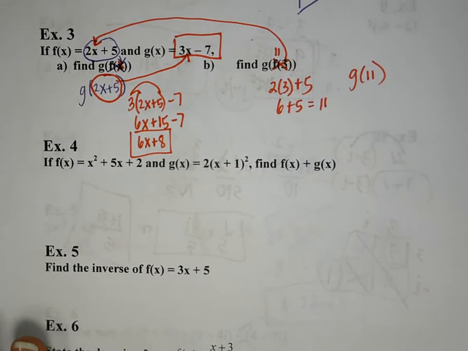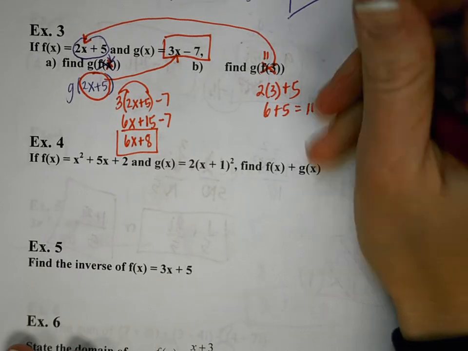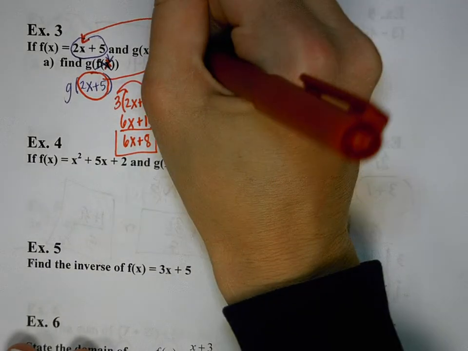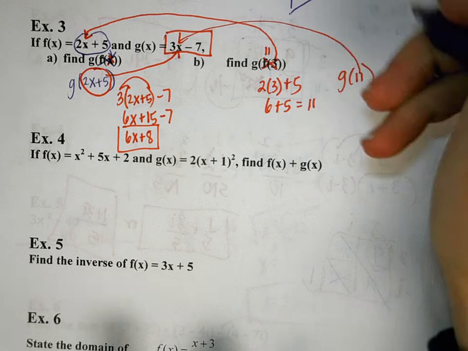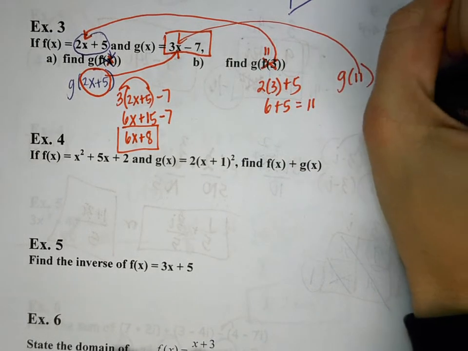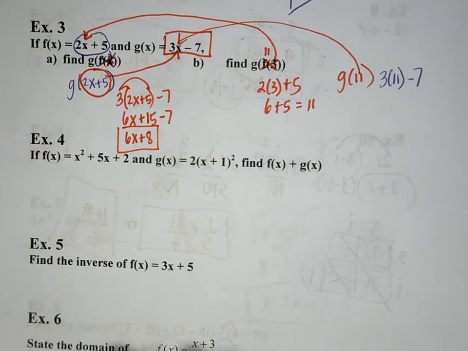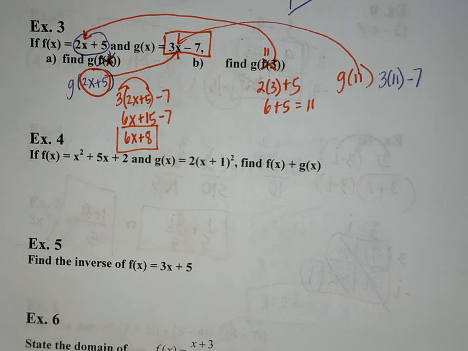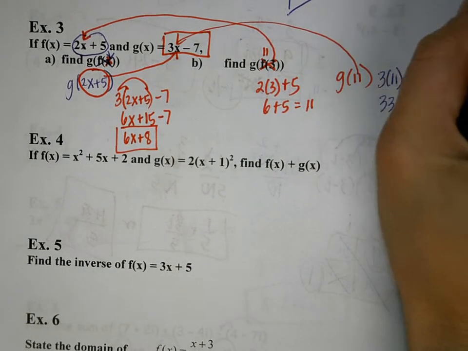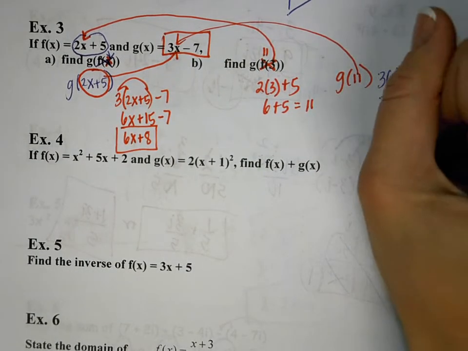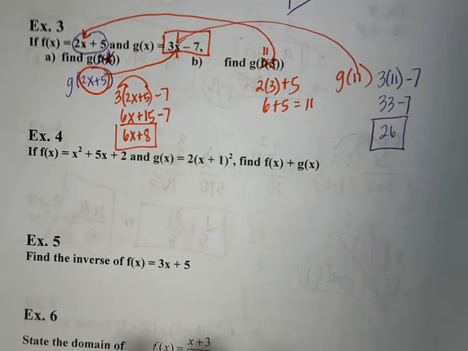What am I going to do? Good. We're going to plug 11 in now for x. So we have 3 times 11 minus 7. What's 3 times 11? 33. And 33 minus 7 is 26. So my answer is 26.